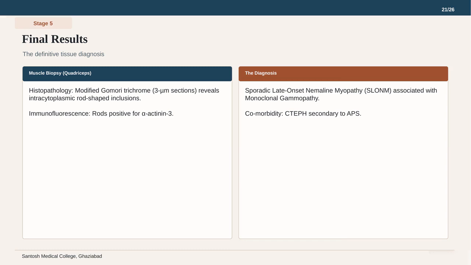Moving to the right, the final diagnosis is sporadic late-onset nemaline myopathy, or SLONM, associated with monoclonal gammopathy. Her comorbidity is CTEPH secondary to APS. SLONM is an incredibly rare and aggressive myopathy that often presents with the exact bulbar and neck weakness we saw in this patient. It is frequently associated with a monoclonal protein, which explains our earlier lab findings. We have finally aggregated the loose threads into a clear, albeit complex, clinical picture.